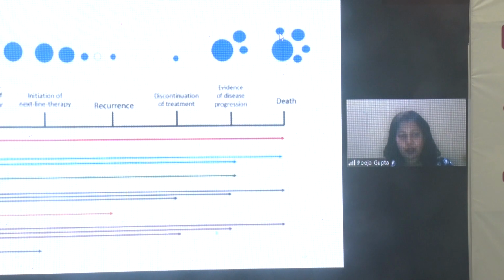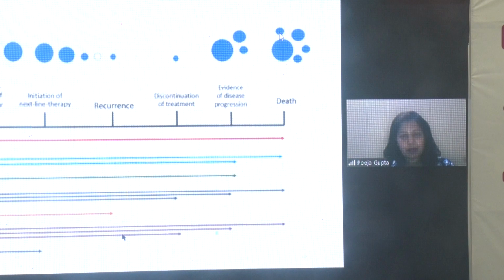This is just a summary of what I've been talking about so far. Overall survival is looking at death. Progression-free survival is looking at the evidence of disease progression or death. Time to progression looks only at the disease progression, not death. Then event-free survival depends on how the event is defined. It could be discontinuation of the treatment, disease progression, or death. Disease-free survival is, as I've said, the recurrence of disease or death.